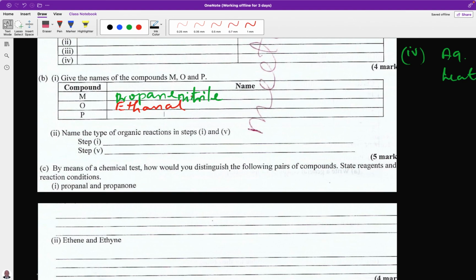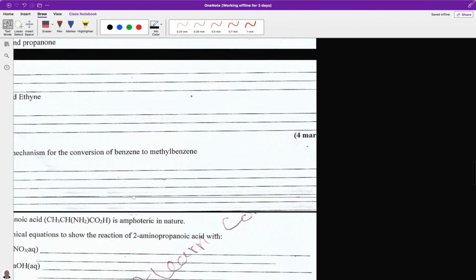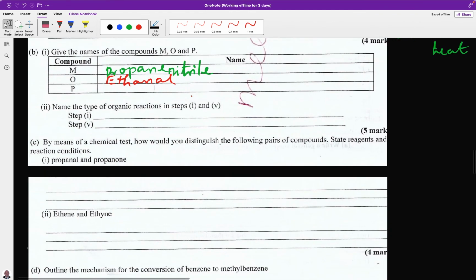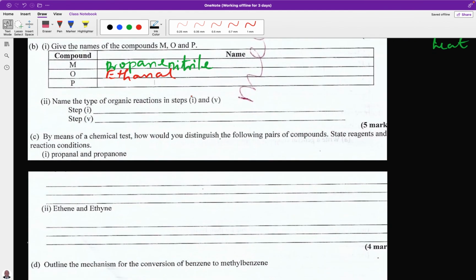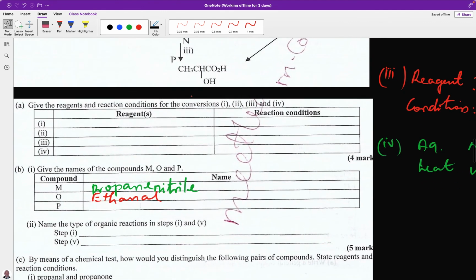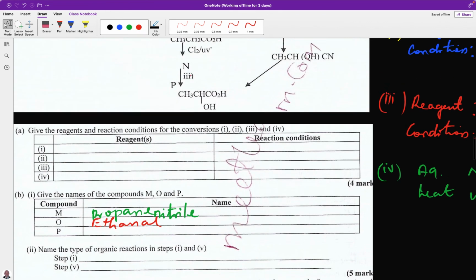Then compound P, oh, I've just wiped it off. Compound P, I say it is 2-hydroxypropane nitrile, as I just mentioned. It has the first carbon, second carbon, and the third carbon.